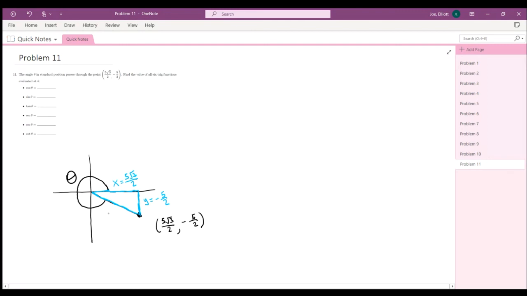So let's see here. To get the length of the hypotenuse, you would do, well, I guess I can switch colors, the square root of x squared plus y squared. So we need to do 5 root 3 over 2 squared plus, and since I'm squaring, the negative doesn't matter, so I'm just going to do 5 halves squared.